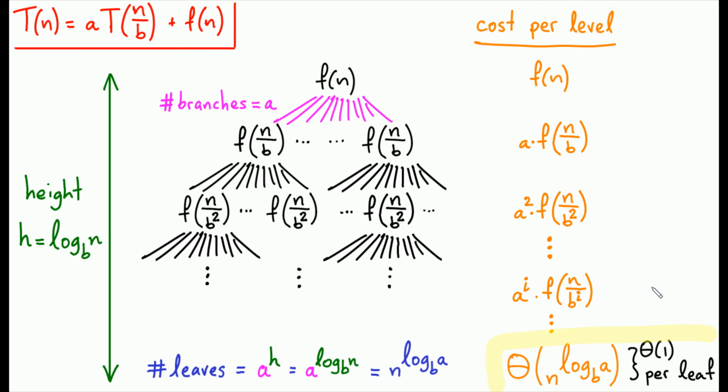So per leaf, we have O(1) operation, which can be represented with theta 1. And we have this many leaves, the number of leaves. So in the end, the cost function will be theta of n to the power of log base b of a. And we are assuming, once again, a and b are O(1).